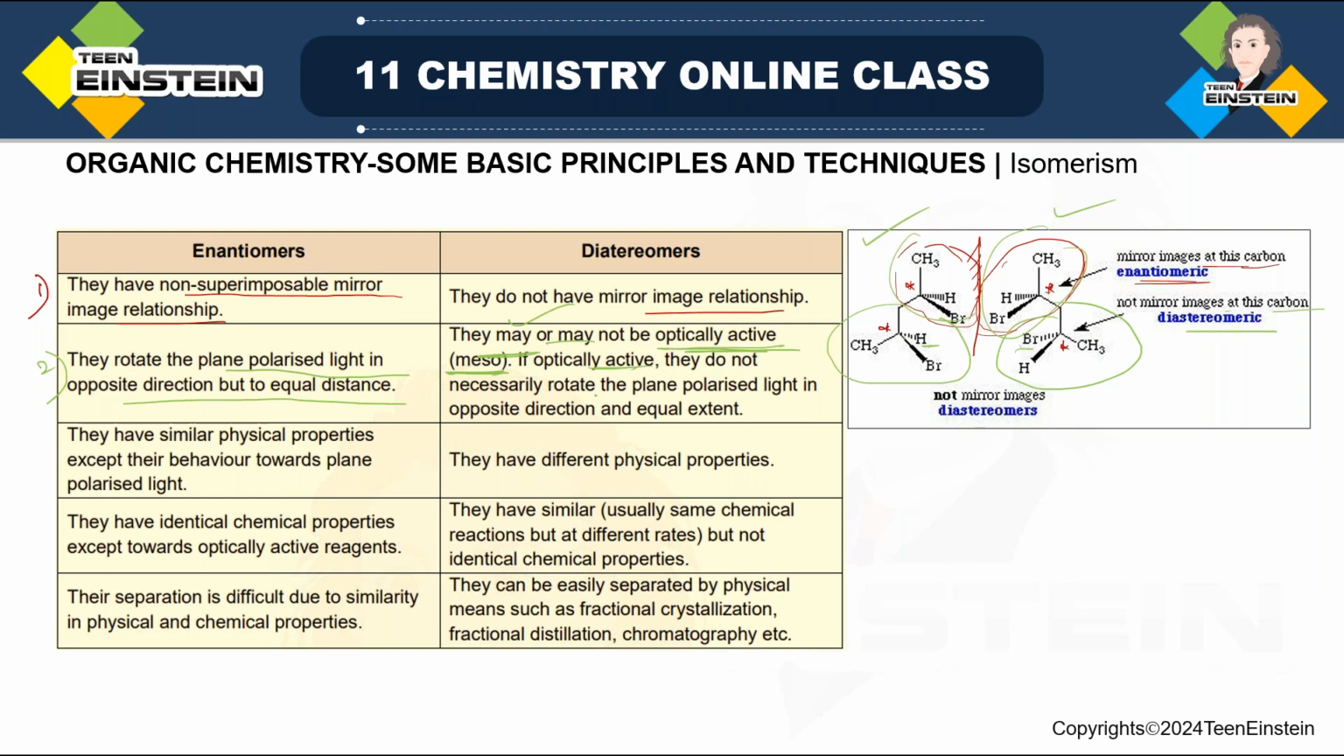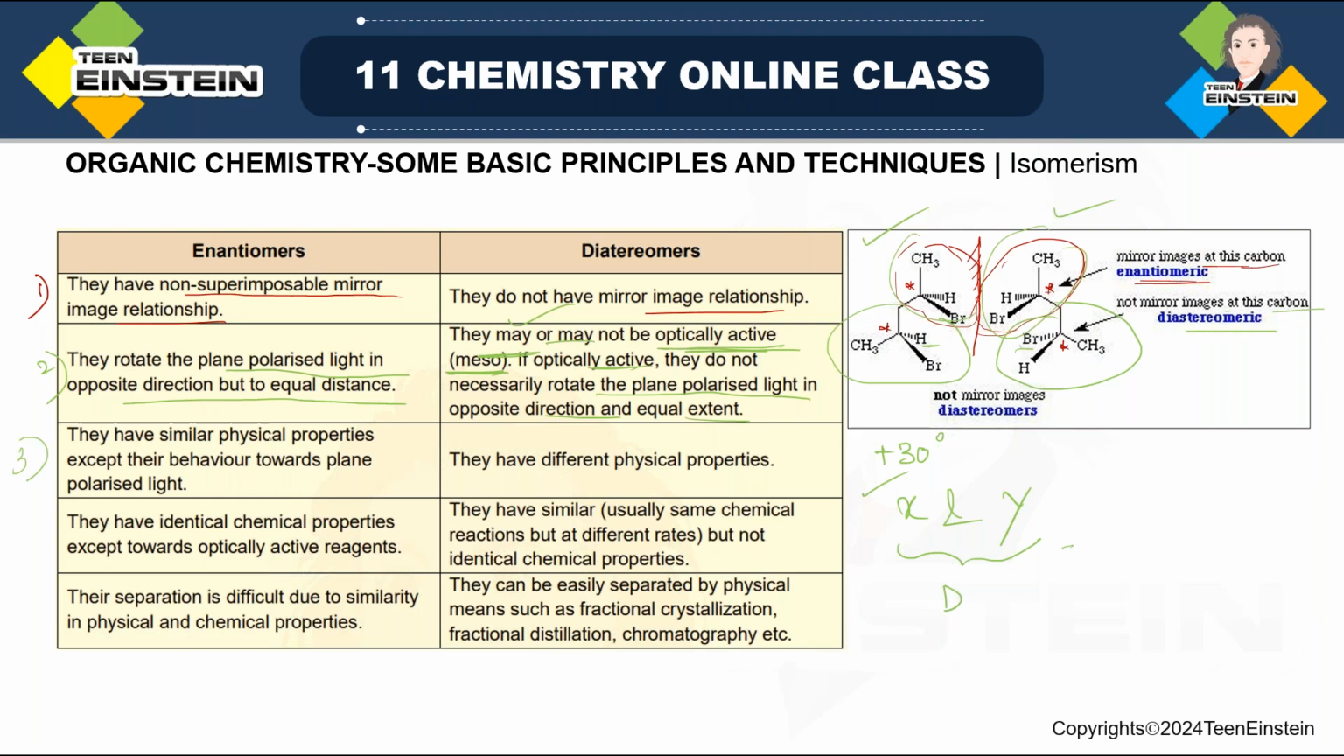Now in that case, they do not necessarily rotate the plane polarized light in opposite direction to an equal extent. That is not necessary. So just take any two examples. Suppose X and Y, these two are diastereomers of each other, but there is no meso compound. So these two are diastereomers of each other, but none of them is a meso compound. Now if X is giving a particular rotation, suppose plus 30 degrees, why not necessarily minus 30 degrees for Y? Because if it is so, then the relationship of X and Y is no longer diastereomer, now it will be enantiomer. So it is not necessary.